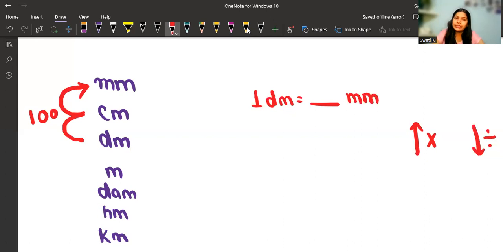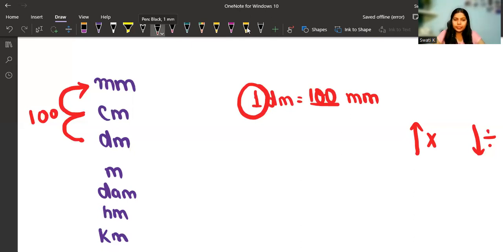Of course, you went up because you can see the arrow is towards the upper direction. So it is up. The number is 100. So you are going to simply multiply this number with 100. What is 1 into 100? It's 100. So the answer is 1 decimeter equals 100 millimeter.